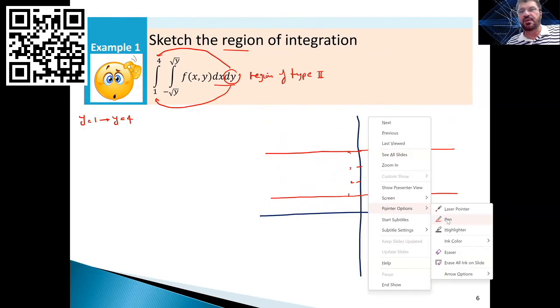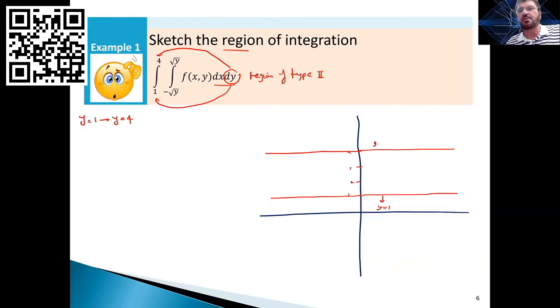Let me take the pen. Up to y equal to 4. Beautiful. So it's lines. Region of type 2, remember, you have to have horizontal lines. Now let's look at x, guys. Let's start. X starts from where? X starts from minus root y, up to x equal root y.